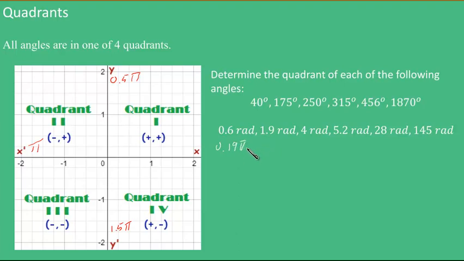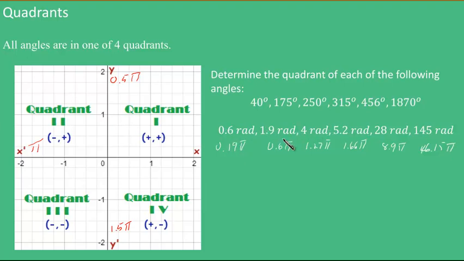To save space, I won't write radians. 1.9 radians is the same as 0.6 pi radians. 4 radians is the same as 1.27 pi radians. 5.2 radians is the same as 1.66 pi radians. 28 radians is the same as 8.9 pi radians, and 145 is the same as 46.15 pi radians. Remember, all we needed to do to make this conversion is divide by pi.